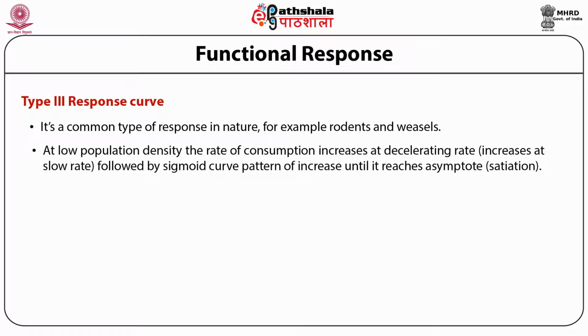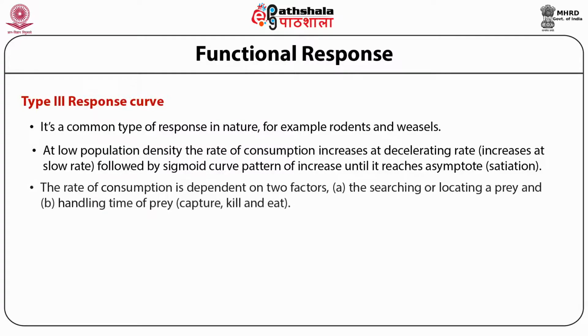At low population density, the rate of consumption increases at a slow, decelerating rate, followed by a sigmoid pattern of increase until it reaches an asymptote of satiation. The rate of consumption is dependent on two factors: A. The searching or locating of prey, and B. Handling time of prey: capture, killing, and eating.